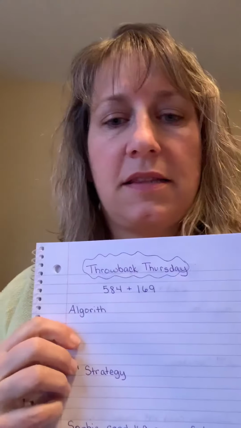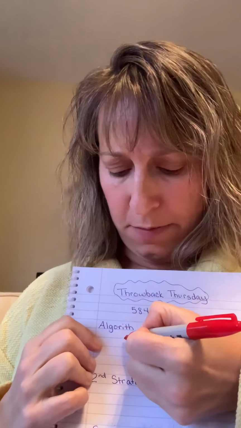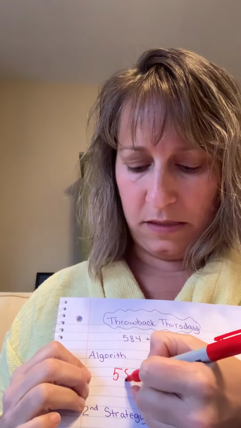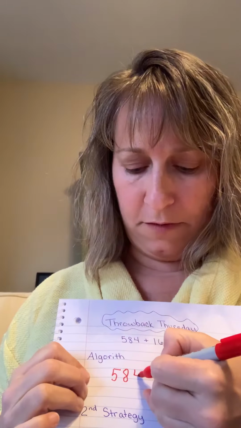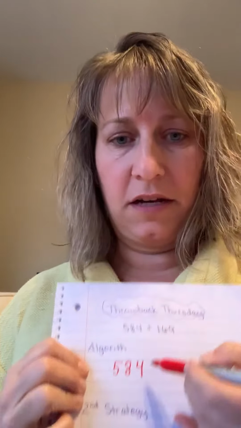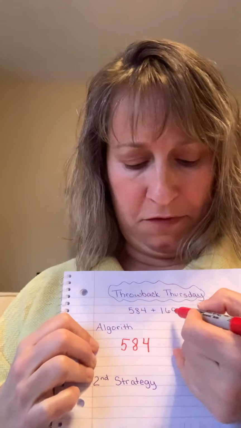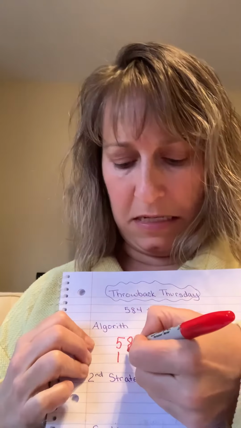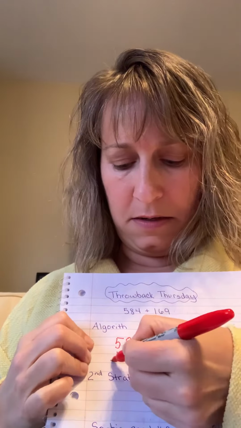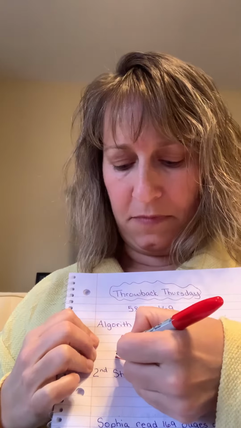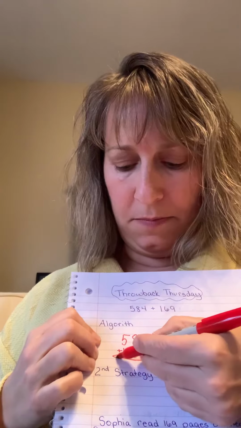So I'm going to write the standard algorithm and I'm going to line up my numbers so that my place value stays in rows. So 584, now I have 3 digits here, so I can keep those right in line, 169. I'm going to start with the ones column.